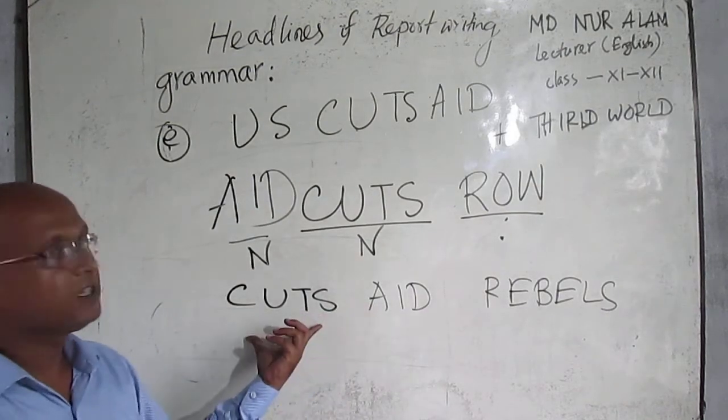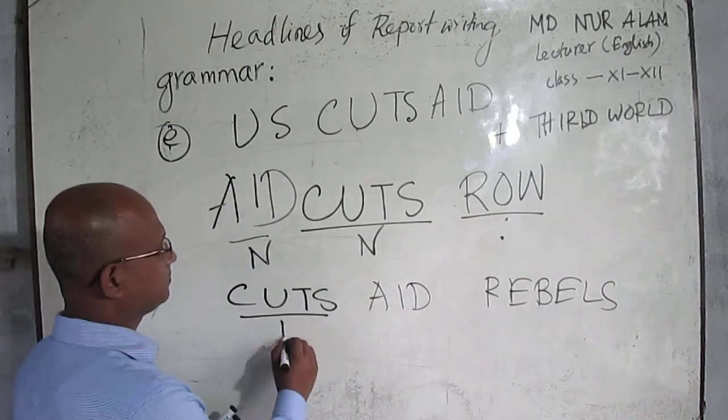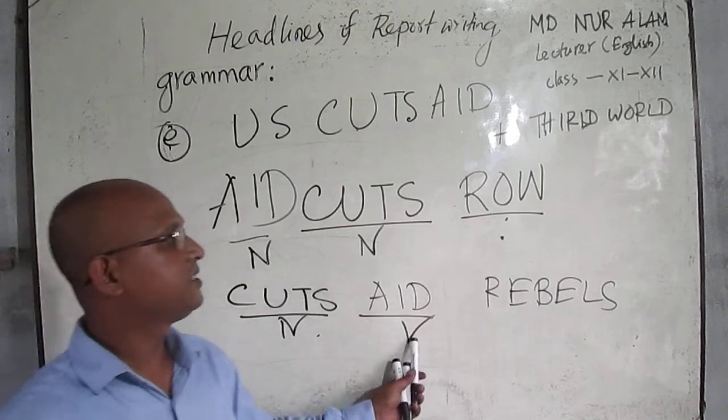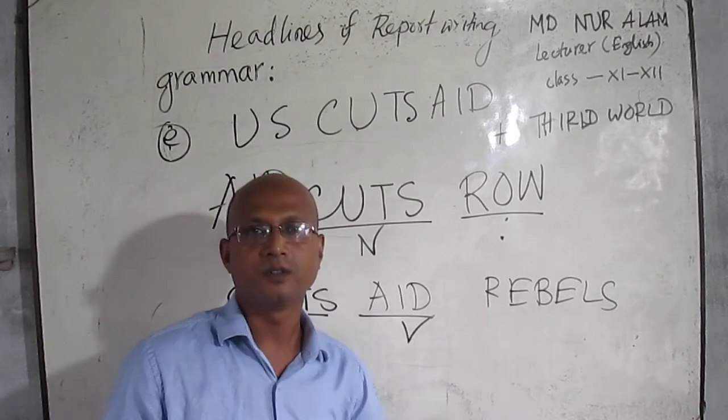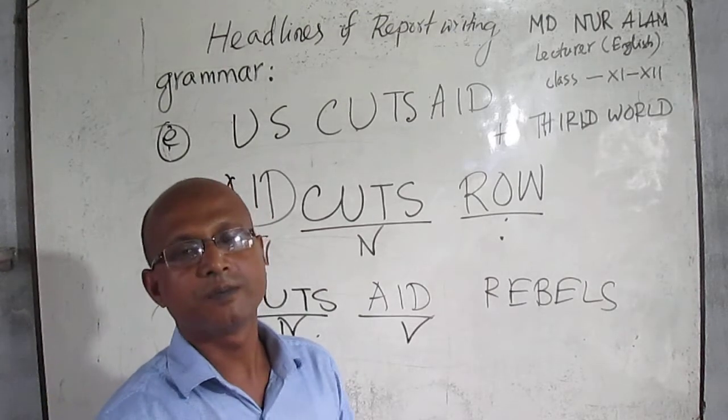Here, cuts is a noun and aid is a verb. Cuts is the noun and aid is the verb, and rebels are the people who are going against the government of the particular country.